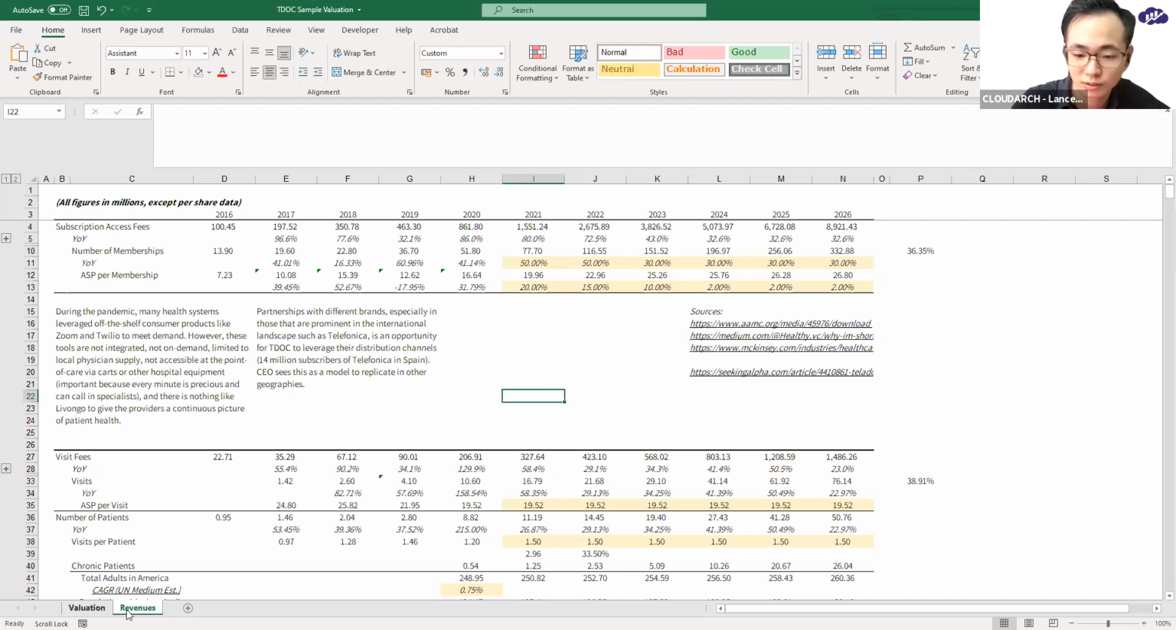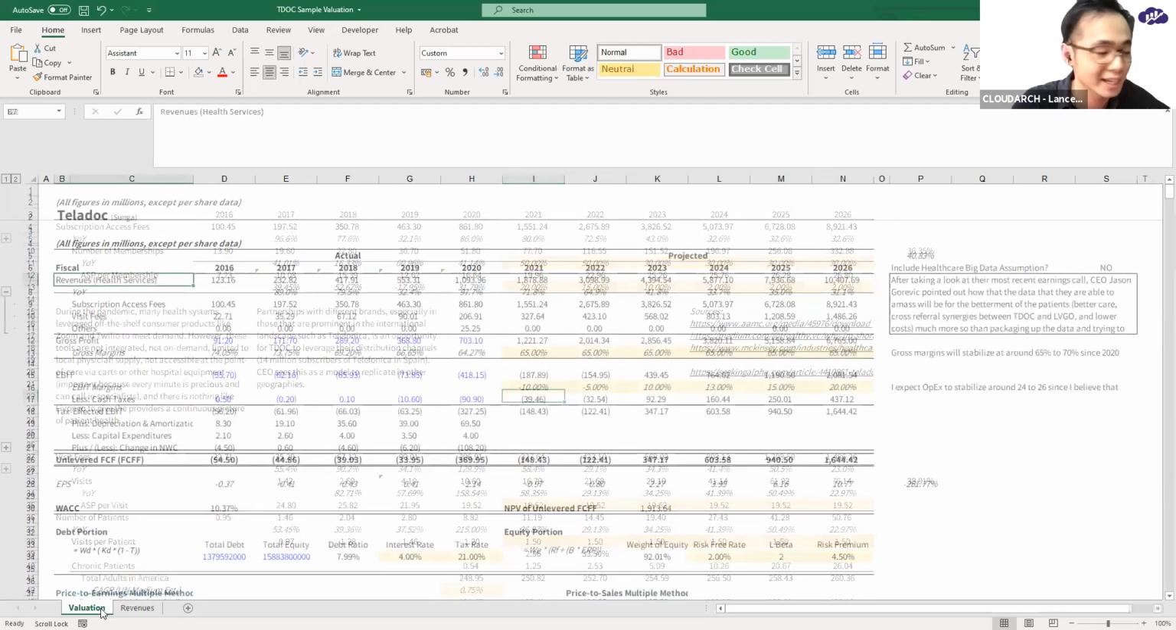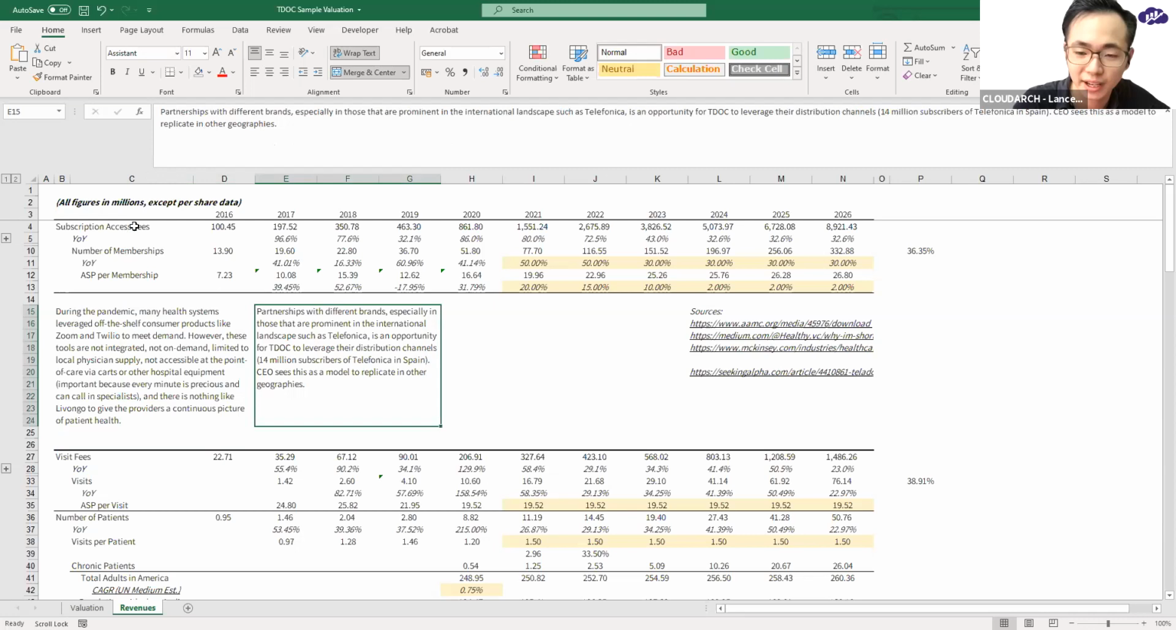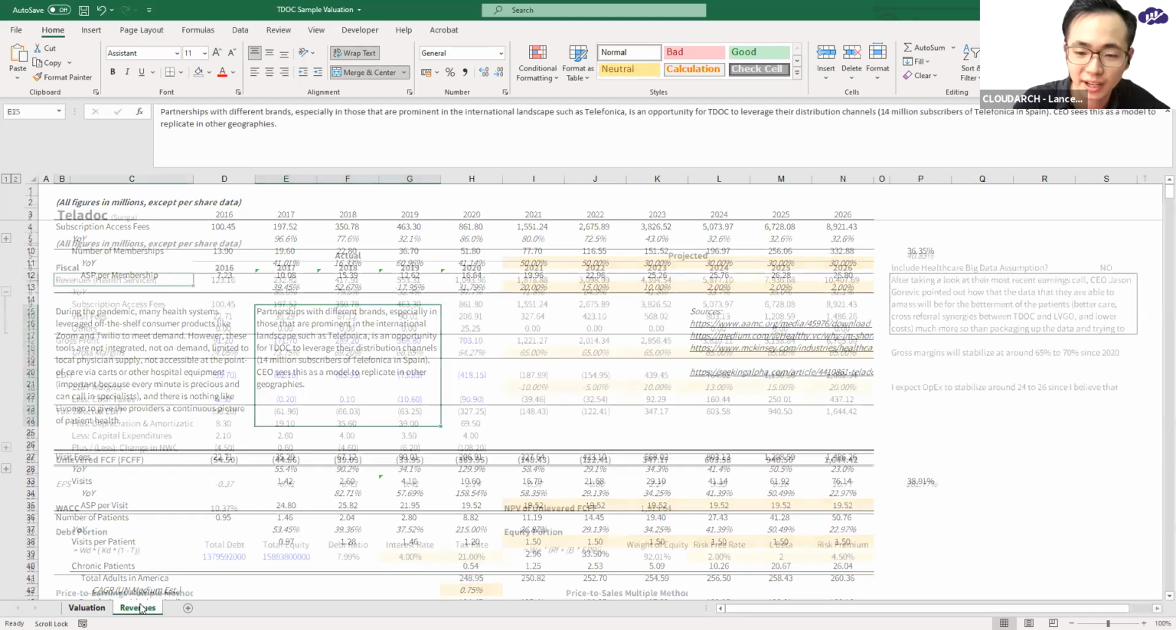So since 90% is revenues, I only have one tab for revenues lang talaga. And the first step that I did was to segment the revenues into their different phases. So the main products are subscriptions.